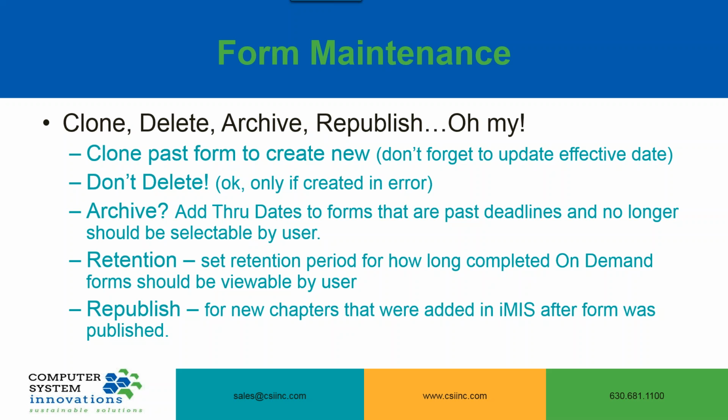Republish is a new feature that we just added last summer. This is for new chapters, maybe that have been installed or colonized and added in IMIS after you've already published that form. So as we're preparing for the year and publishing all these forms out there, you may need to make a new instance for that new chapter record that has just been added to IMIS, and Republish will let you do that.